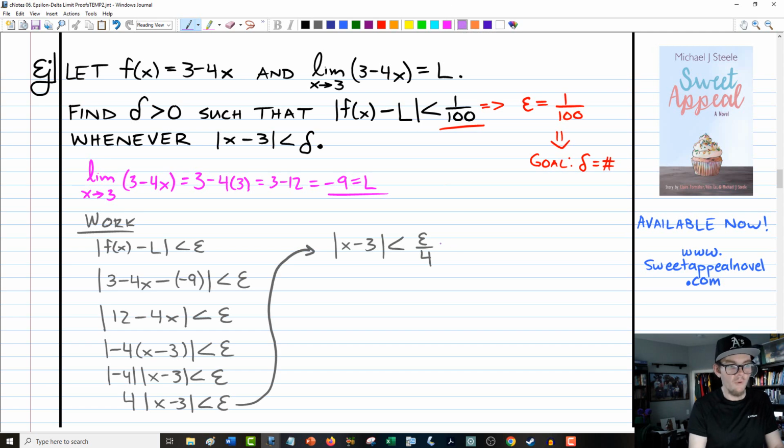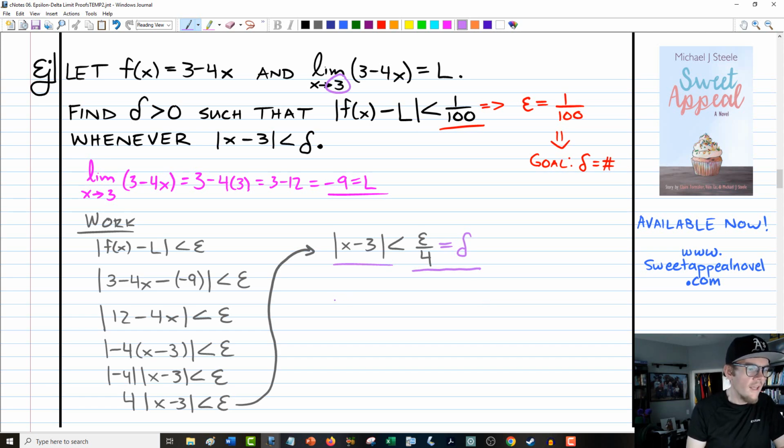And at this point, we have arrived. This is our delta, because this is now the absolute value of x minus c. So based on that, we now know our connection. Whatever epsilon you want, I just have to divide it by 4, and that'll give me my delta. That'll tell me how close I need to be in the x direction to be sufficiently close, within epsilon of the y actual value, or of your limit value.